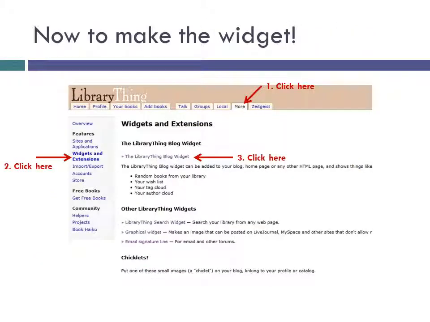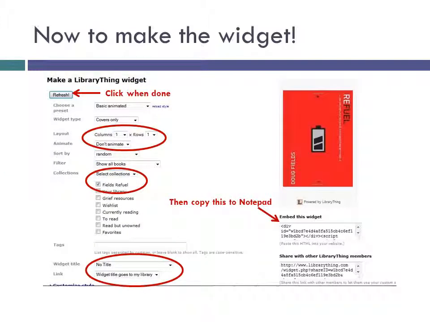Now we're going to make the widget itself. Click the More tab at the top of the page and then the Widgets and Extensions link on the left. Once you're on the page, click the LibraryThing blog widget link. Here's the page where you make the widget. It's easier than it looks. Make the following changes on the left.